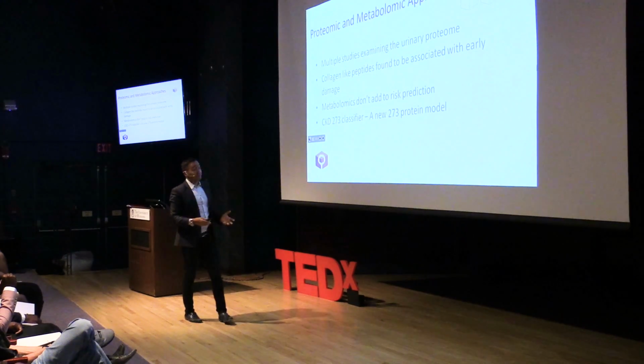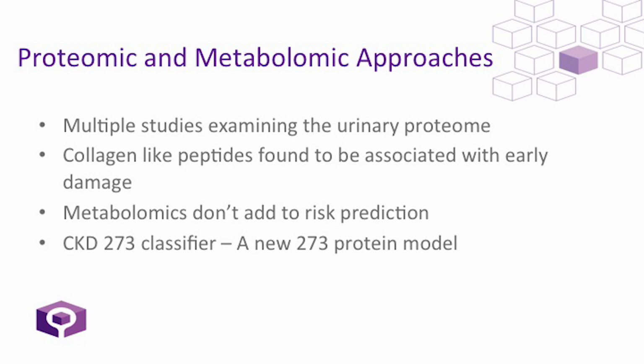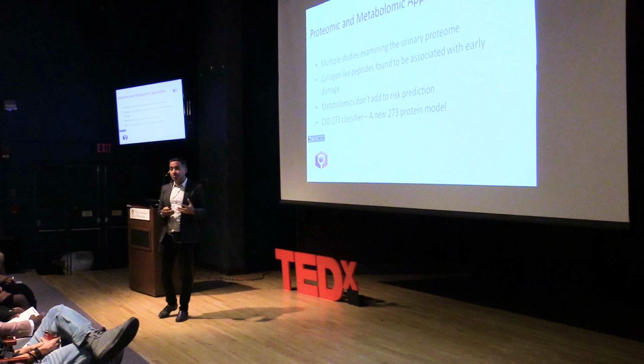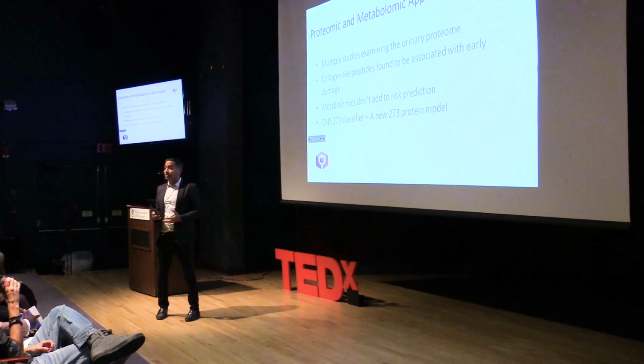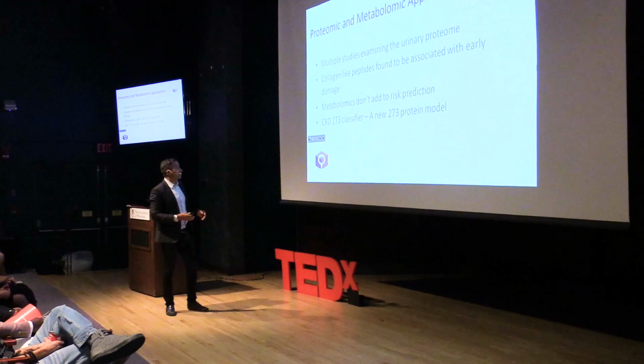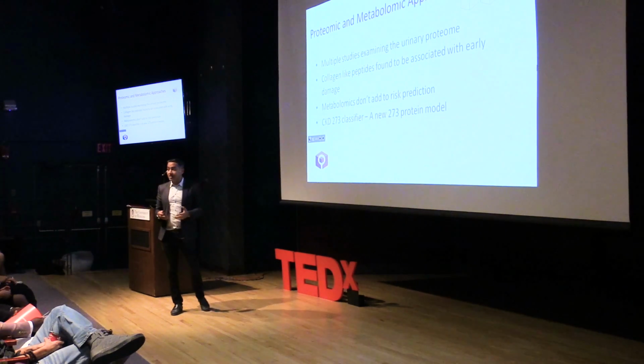So do proteomics and metabolomics help? Well, there've been multiple studies examining the urinary proteome. Several of them have been led out of the University of Manitoba. And what they've found is that there's collagen, which is a common protein in the human body. Collagen and its related proteins tend to be associated with early damage in kidney disease. So perhaps they've uncovered a new role for collagen, and one day in 20 or 30 years, that may lead to a therapeutic intervention.